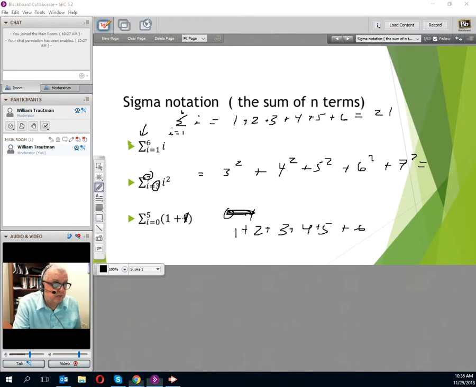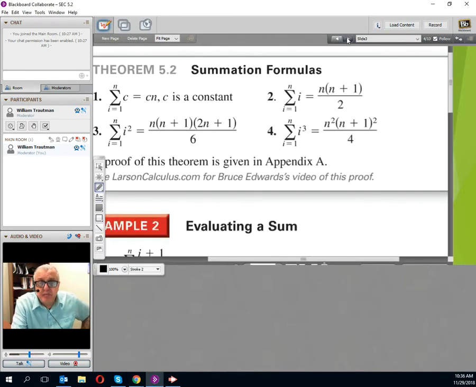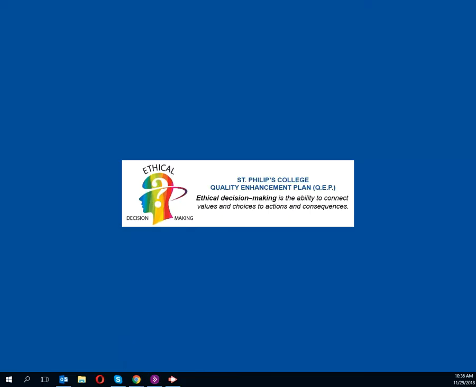All right, let's see what we got next. Okay, so theorem 5.2. Theorem 5.2, summation formulas. You have to write down all four of these. You're going to need them on the test. Write these down.